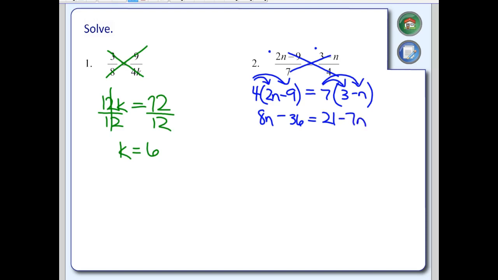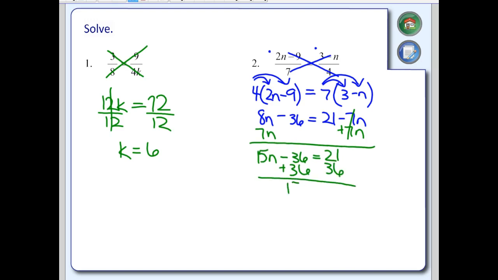Now, what do we do? That's right. Letters on one side, numbers on the other. We're back to chapter 3. We're using those inverse operations. So I'm going to add 7n to this side. So I've got 15n minus 36 equals 21. And now we're going to add 36 to both sides. So we've got 15n equals, let's see, 57.